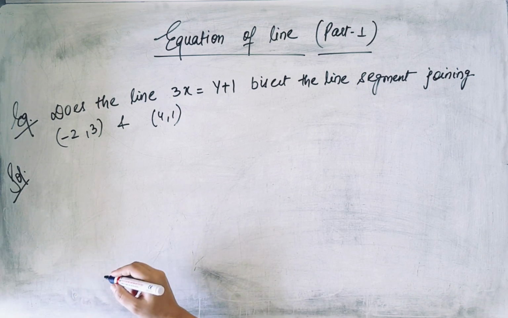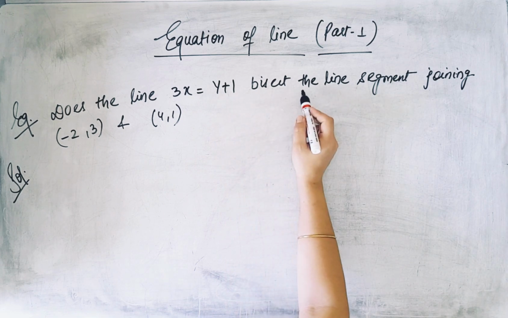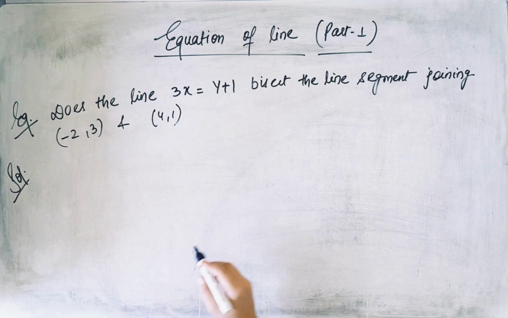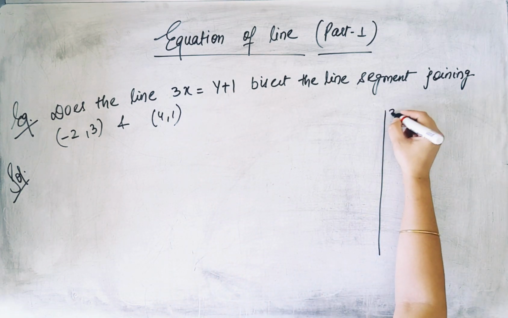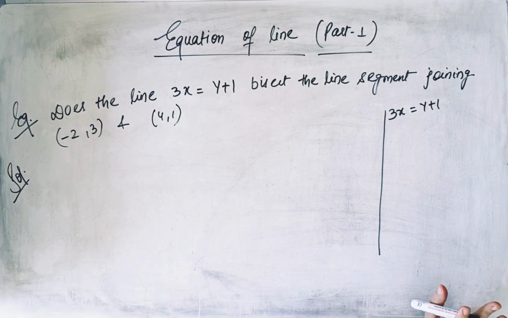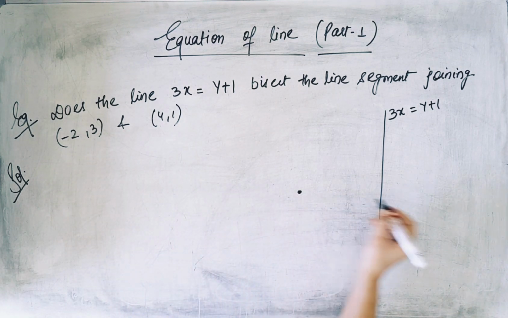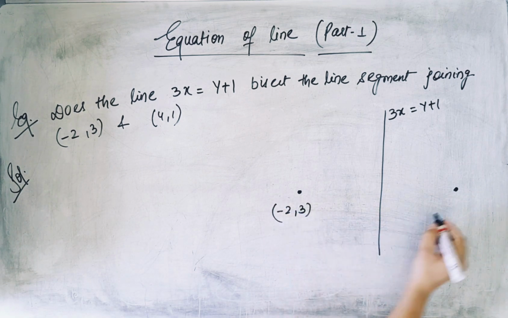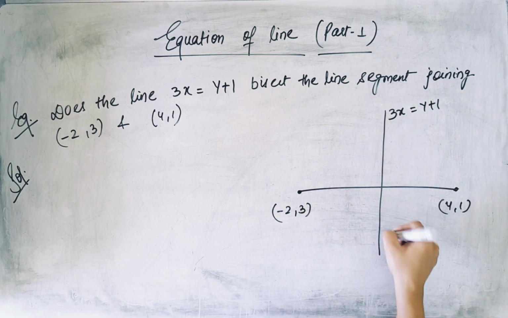See now the example: does the line 3x equals y plus 1 bisect the line segment joining the points? Let's suppose 3x equals y plus 1 is the equation of this line. Now what they have told, there are 2 points. Let's suppose one point is here and the other point is here. We are just taking the example 2 comma 3 and 4 comma 1. Now does this line bisect this?